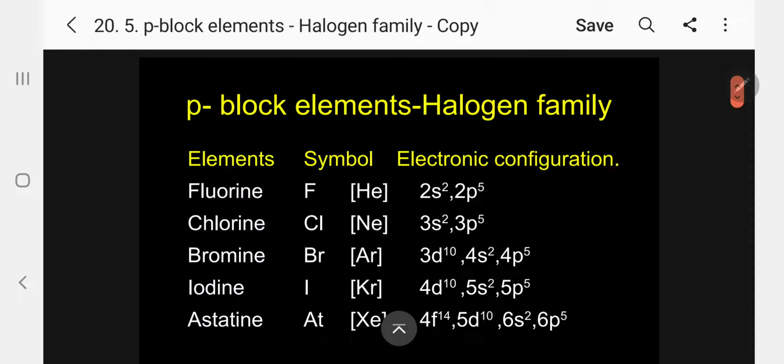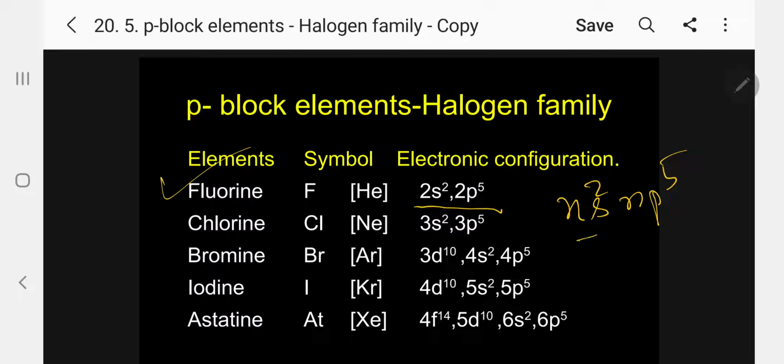As I already told you, these are the members. Their electronic configuration always ends with the outermost 2s2, and the general formula is ns2np5 for all the halogen family.